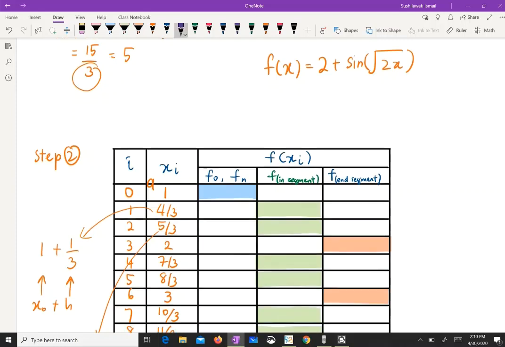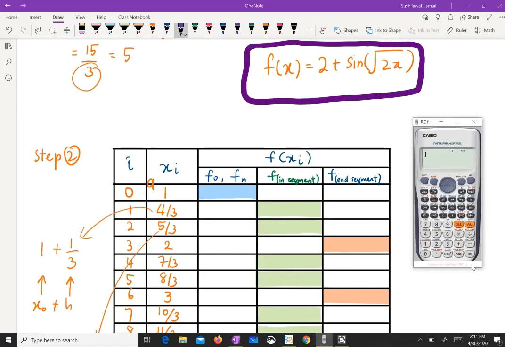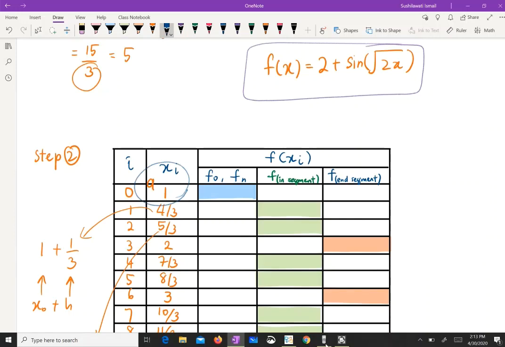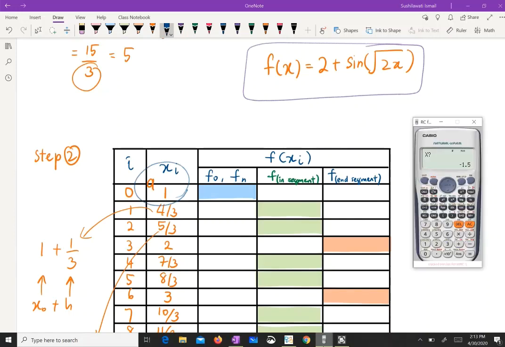Then for the next step, you put this equation into your calculator to calculate the f(x) value for each row. Before that, it is important to make sure that your calculator mode is in radian instead of degree because we have sine in the equation. Once you insert the equation in the calculator, you can click calculate and insert the first value of x, which is x0. Our x0 is 1. So insert the value in the calculator.